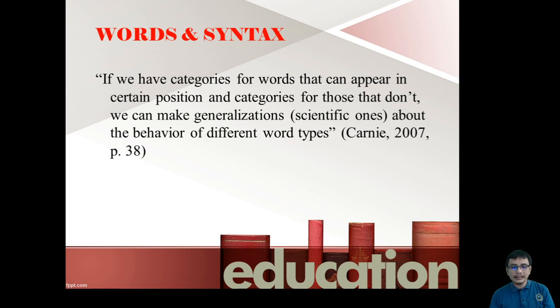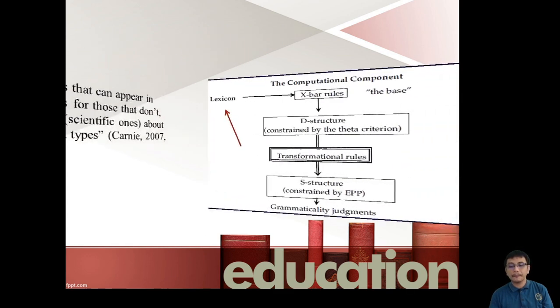Okay, and then Kani says that if we have categories for words that appear in certain sections, and categories for those that don't, we can make generalizations. These are called grammatical rules, which describe the behavior of different words and word types.